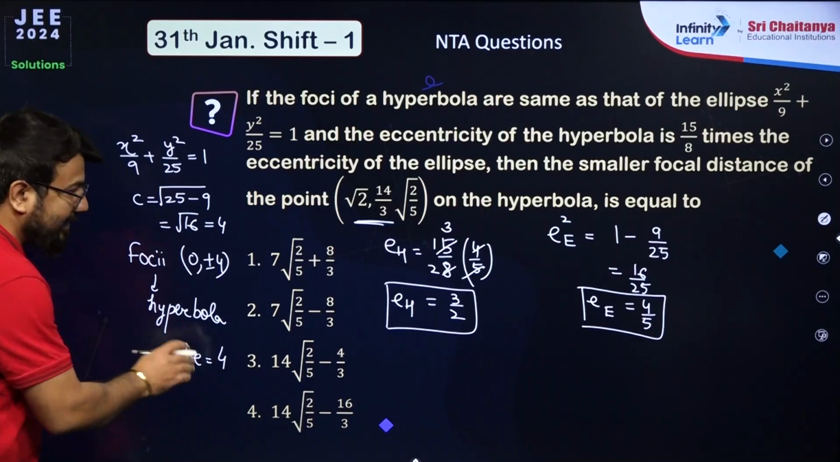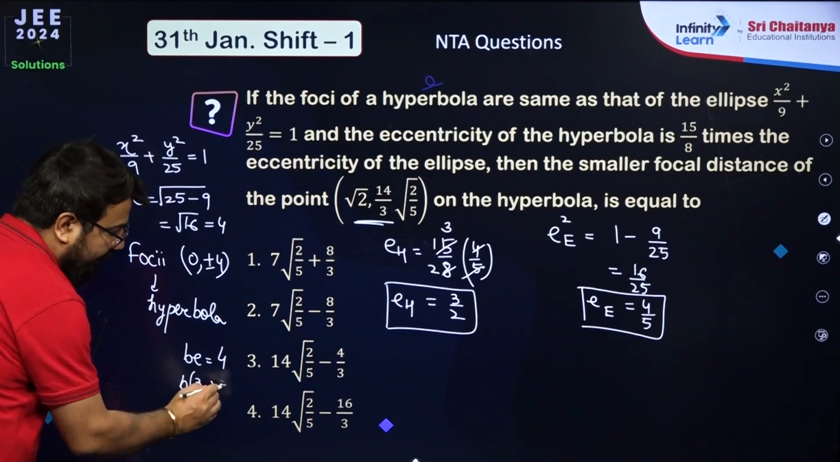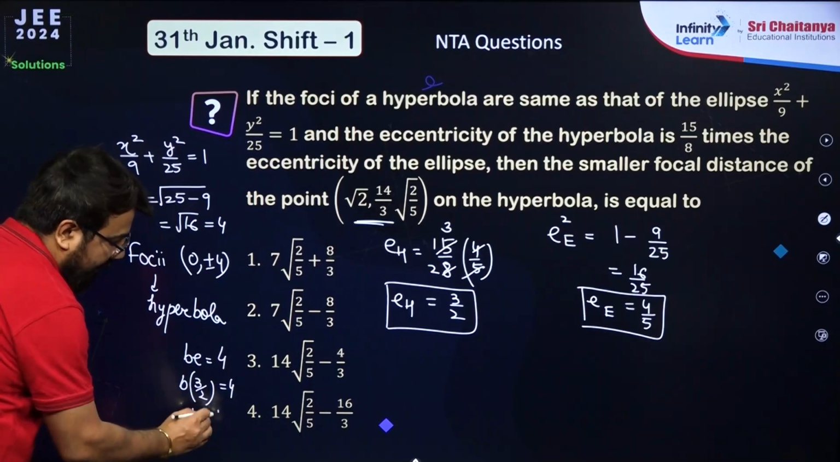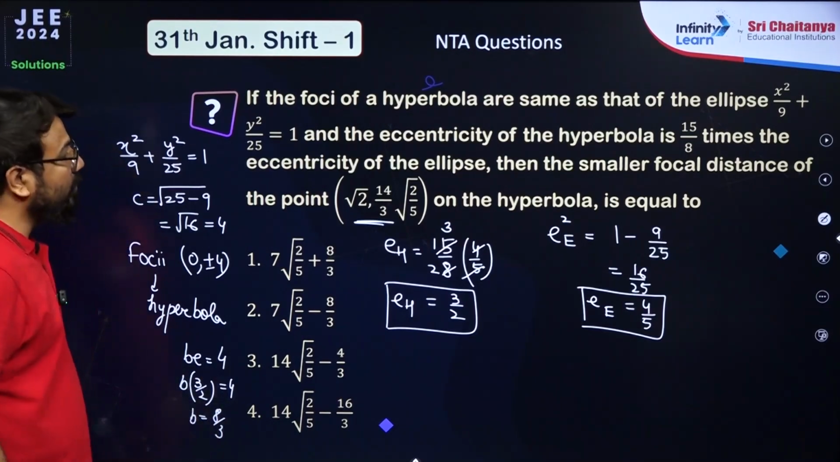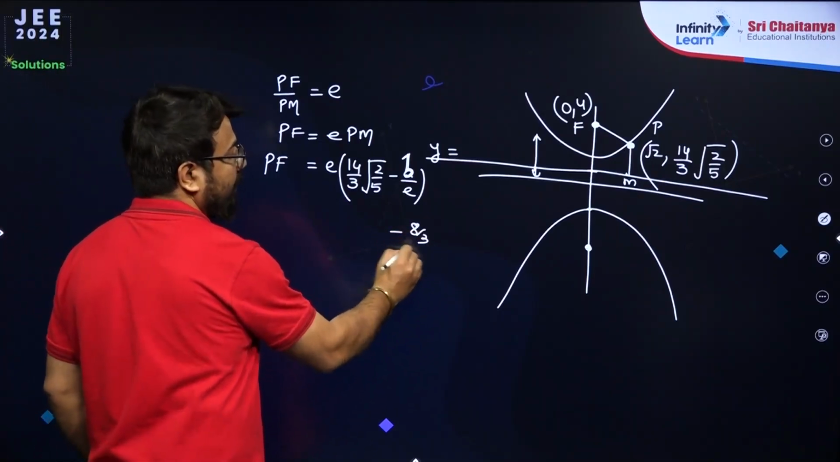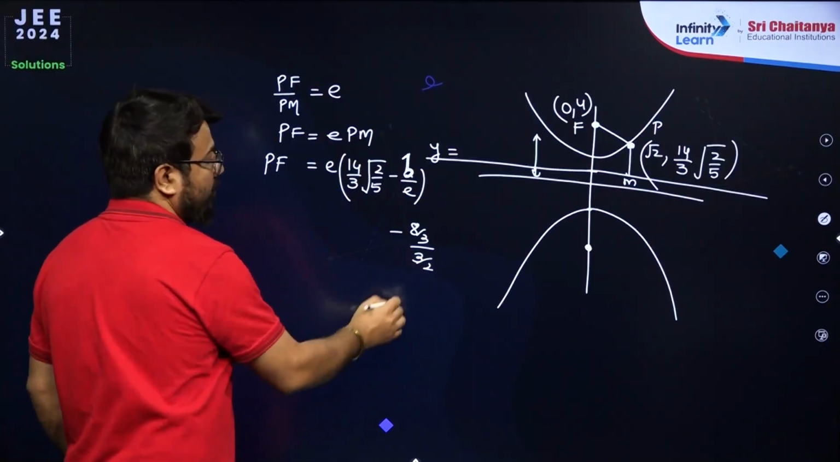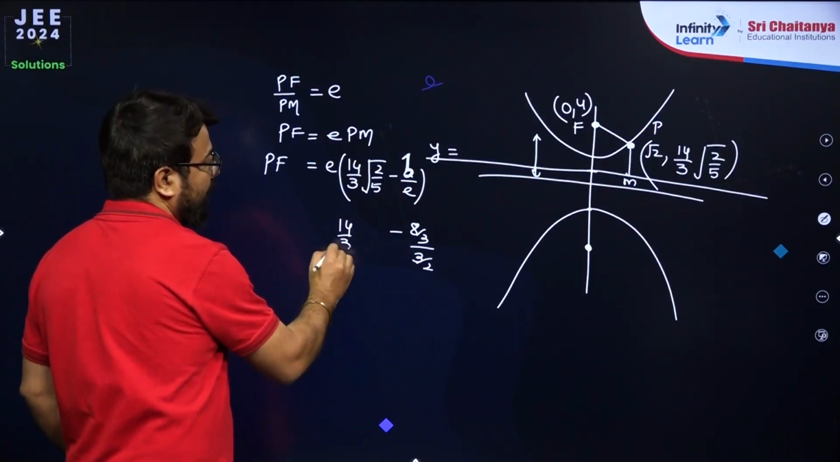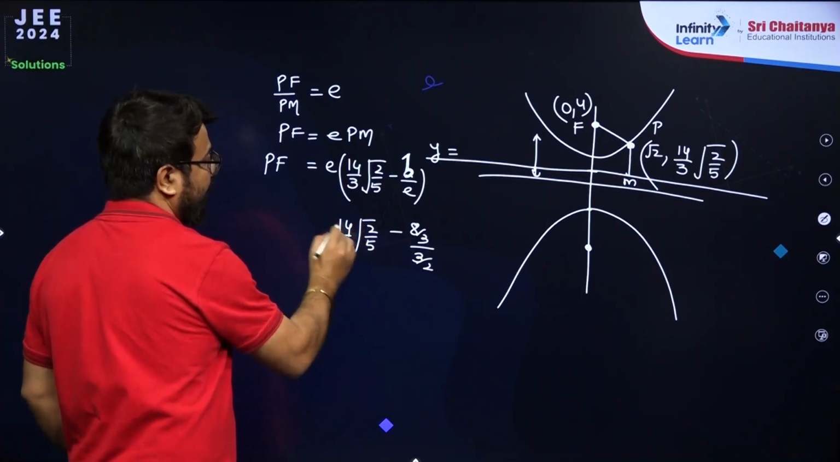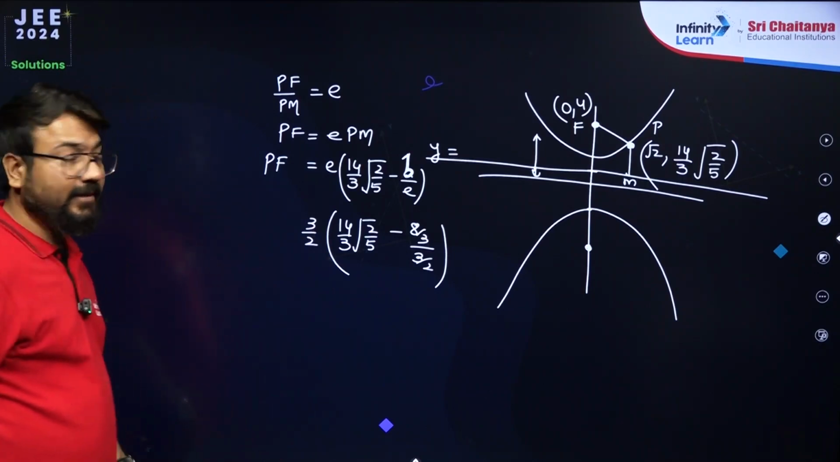So from here, eccentricity of hyperbola is 3 by 2. I can get the value of B, and that is 8 over 3. So I will be placing the value of B as 8 over 3 and eccentricity of hyperbola as 3 over 2. So 14 over 3 root 2 over 5 multiplied by 3 by 2, which is eccentricity.